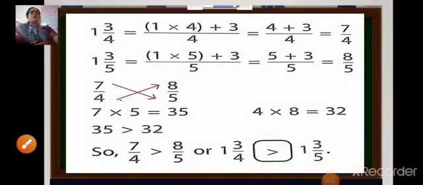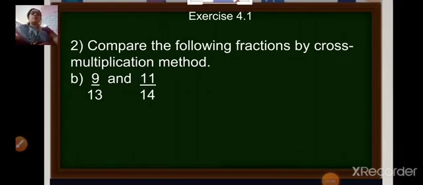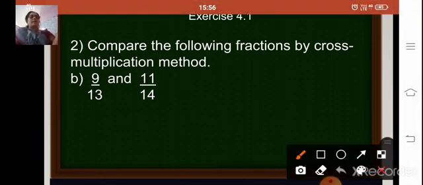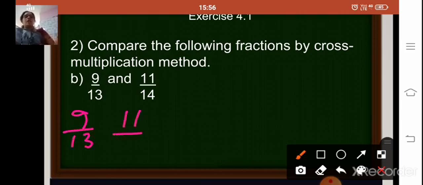Okay, let us start with our exercise sums. There is exercise 4.1. This you have to do in your notebook, students. Now here the first sum is compare the following fractions by cross multiplication method. Just now what we saw in the example, the two fractions are 9 upon 13 and 11 upon 14. So we'll go step by step. So first we'll write the fraction side by side, that is 9 upon 13 and 11 upon 14. Now your second step is you will cross multiply.